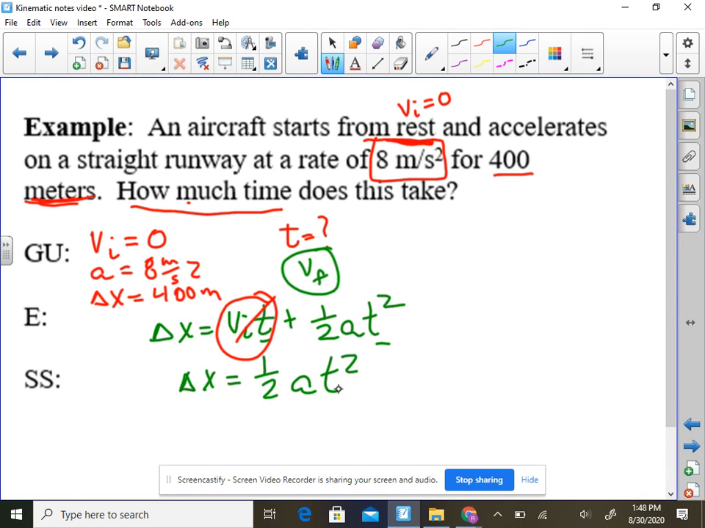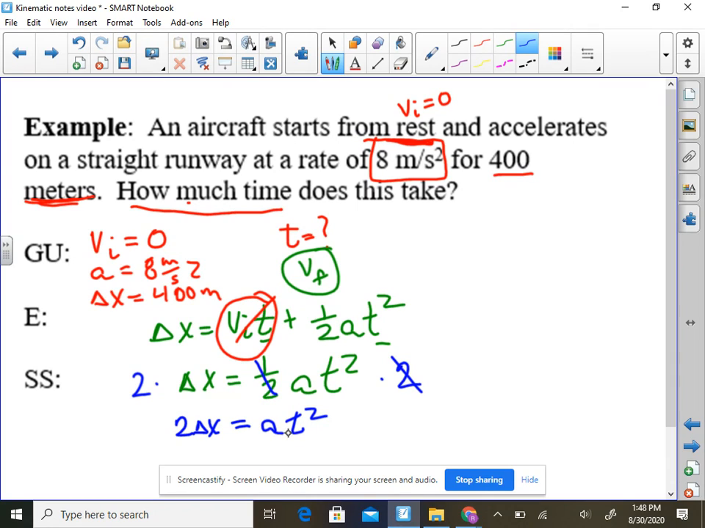And so my first step, I'm going to multiply both sides by 2 to get rid of the 1/2. If I do that, I have 2 delta x equals 1/2 times 2 cancels out and I get 1. And so I have a t squared.